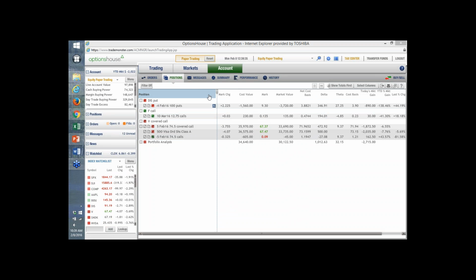Could someone exercise those puts against us and we get assigned the stock at $100 a share? Definitely. It could happen. But for the most part, people are expecting Disney to go higher. Think Disney's a great company. Think Disney just made the most profitable movie of all time and increased its earnings by $1.63 a share.